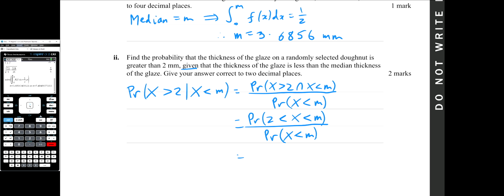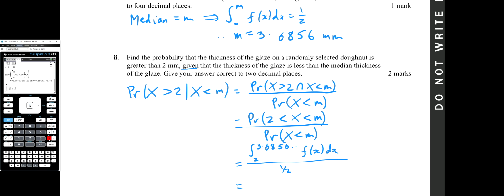Okay, so the numerator, we're going to have the integral from 2 to 3.6856 dot dot dot of f of x dx, and the denominator is actually just going to be equal to a half, because by definition, your probability is everything under the median, and the median divides it into 2, so we just have to divide by 1/2. So you just need to work out what the numerator is.